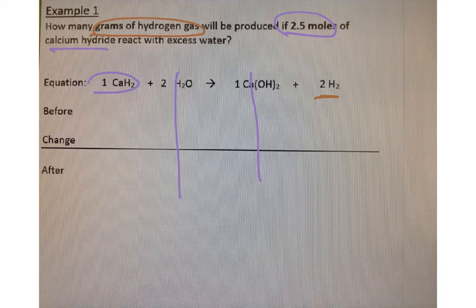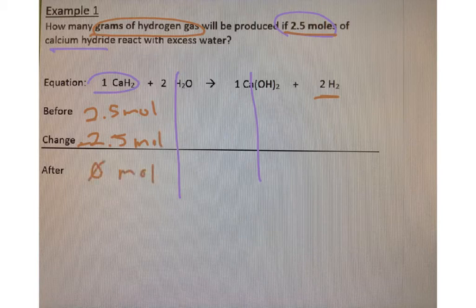Now I'm going to start filling in my BCA chart, anything that I know. Well, I was given 2.5 moles, so I can go directly into the BCA chart, and I know my before was 2.5 moles for calcium hydride. I'm going to assume that it goes to completion, so I'm going to subtract 2.5 moles because they are on the reactant side, which leaves me with 0 moles of the calcium hydride in the end. Alright, so I'm going to start with 0 moles of the hydrogen.